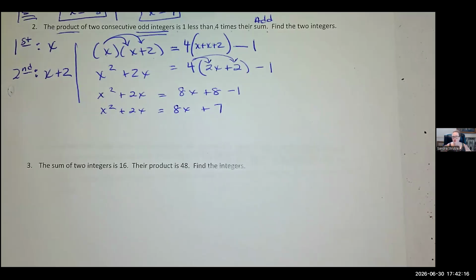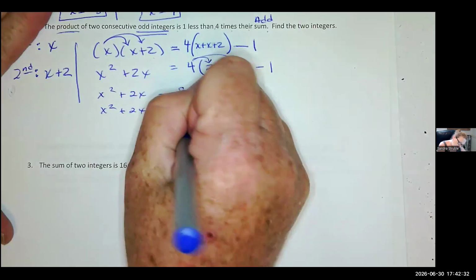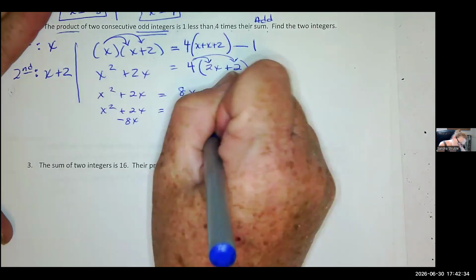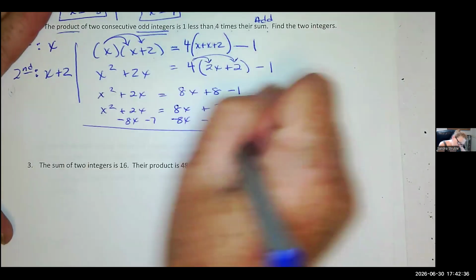Now is when I want to keep my x squared positive because it already is. And I want to move everything that's on the right side of that equal sign over to the left so that I can have 0 by itself on one side of that equal sign. So I'm going to be subtracting 8x and subtracting 7. I'm left with x squared minus 6x minus 7 is equal to 0.